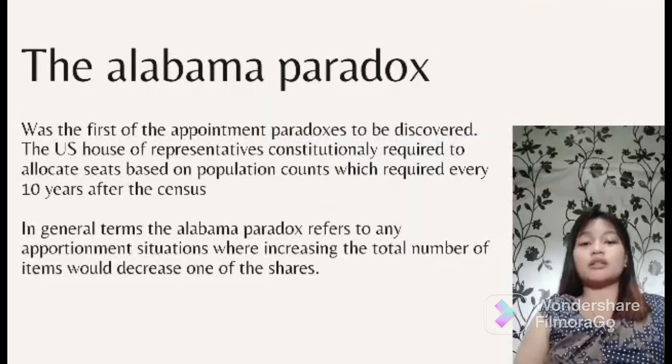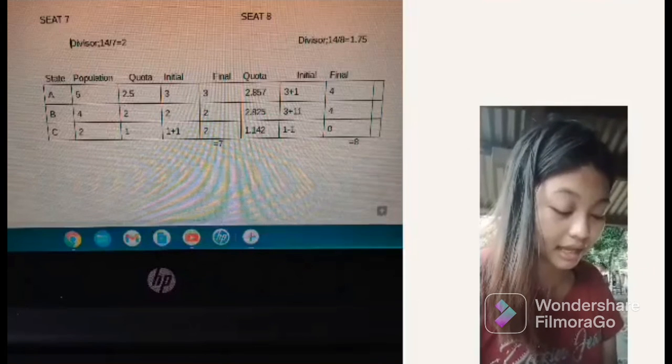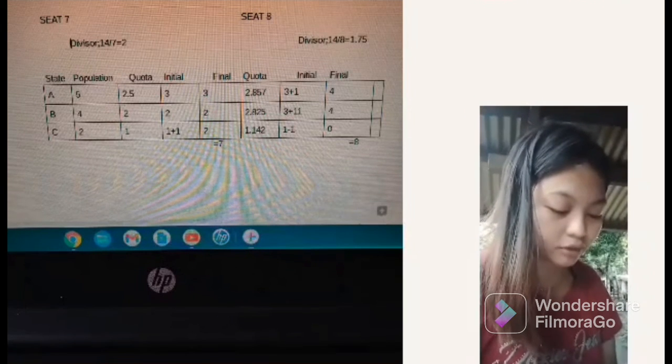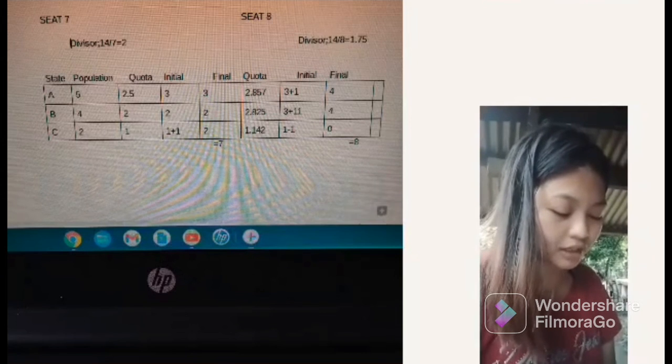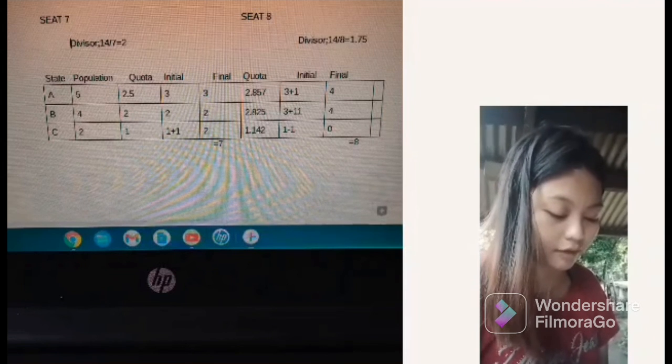In general terms, the Alabama paradox refers to any apportionment situation where increasing the total number of items would decrease one of the shares. Here we have 3 states with 7 seats and 8 seats. This is the divisor for 7 seats: 14 divided by 7 is equal to 2. And the same with 8 seats: 14 divided by 8 is equal to 1.75.